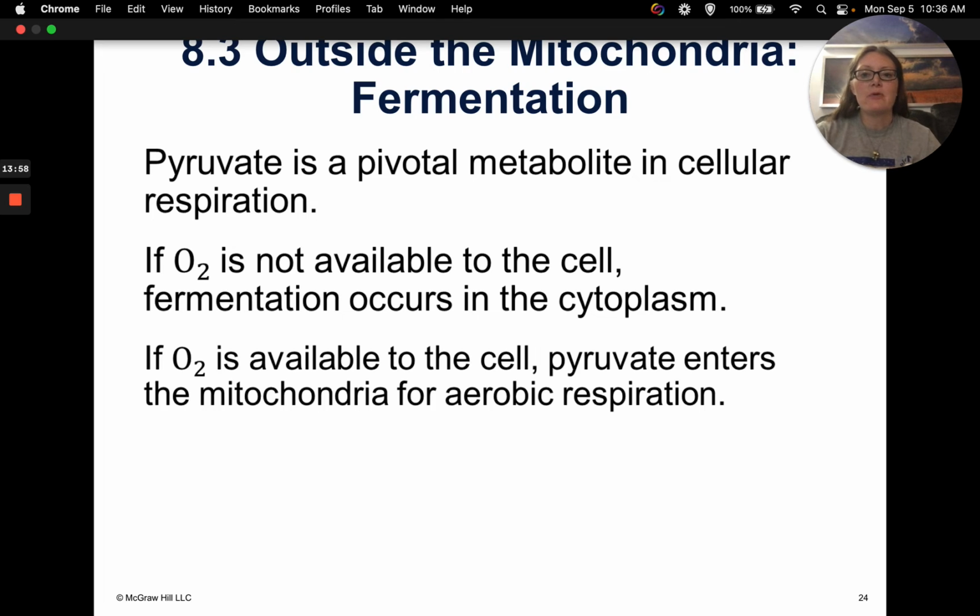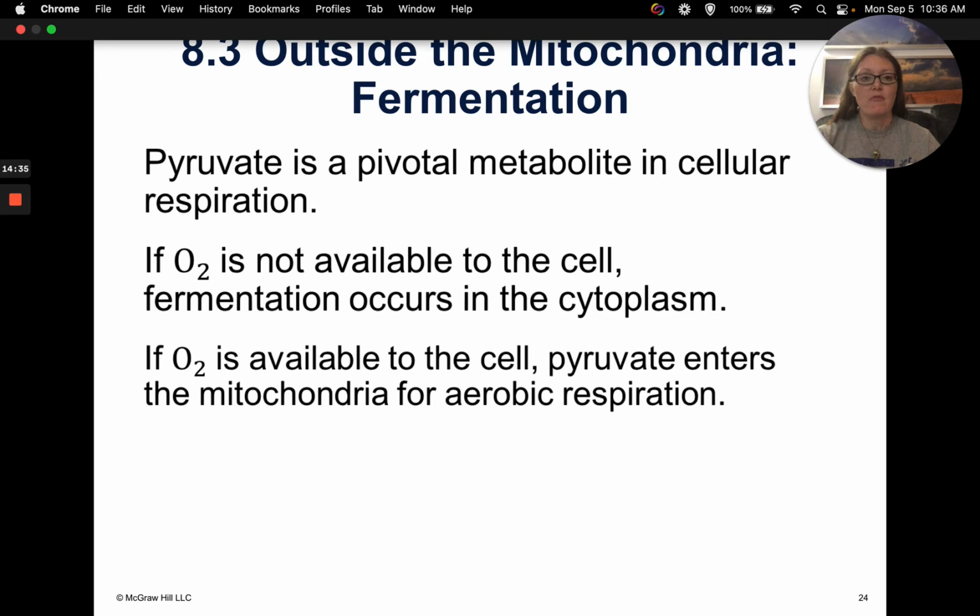All right, so the pyruvate is a pivotal metabolite in cellular respiration. It's necessary, is basically what it's saying. From here, if O2 is not available, then the cell can do fermentation within the cytoplasm, and some cells do this. Yeast is a great example. Yeast can do fermentation, and if you had taken this course with a lab, we would have done a fermentation lab that demonstrates this. If oxygen is available to the cell, then the pyruvates enter the mitochondria for the aerobic portion.